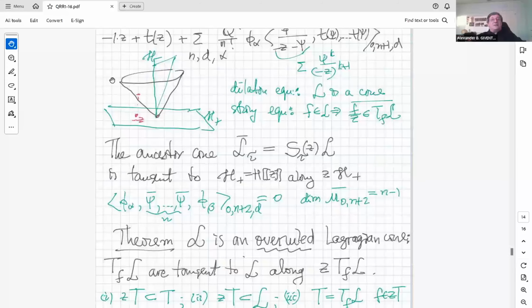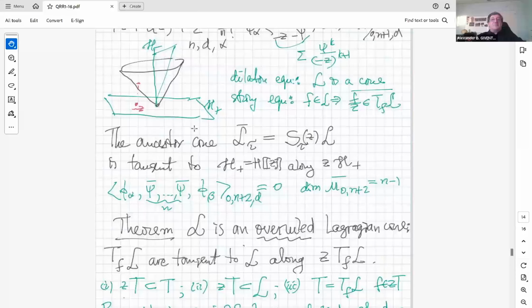Now, a cone is something that is ruled by lines, right? It consists of rays. But the claim is that this particular cone is overruled. So it means that it consists of infinite dimensional subspaces varying in a finite parametric family. And they are images by S inverse of zH plus.